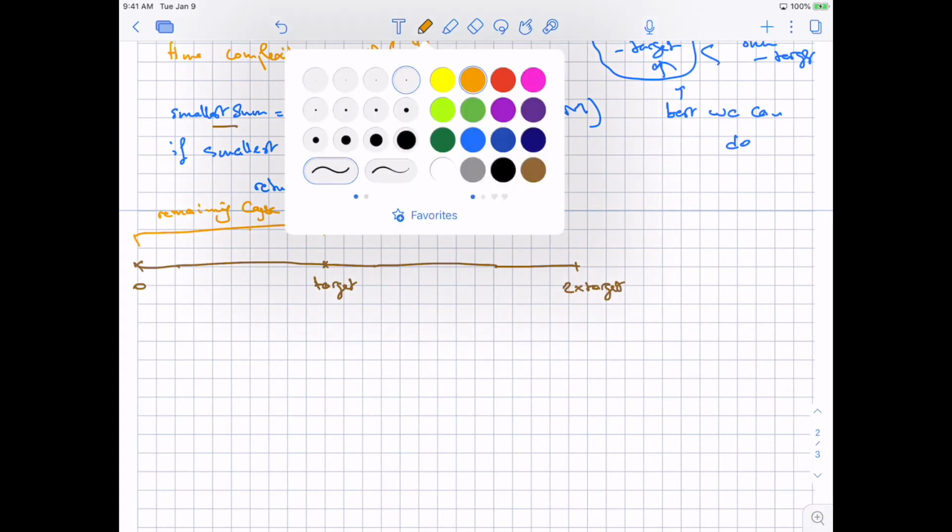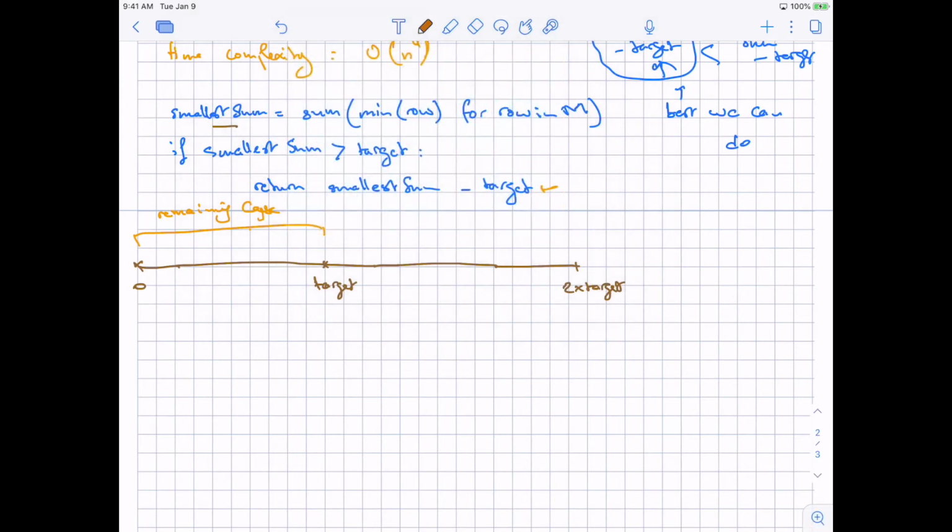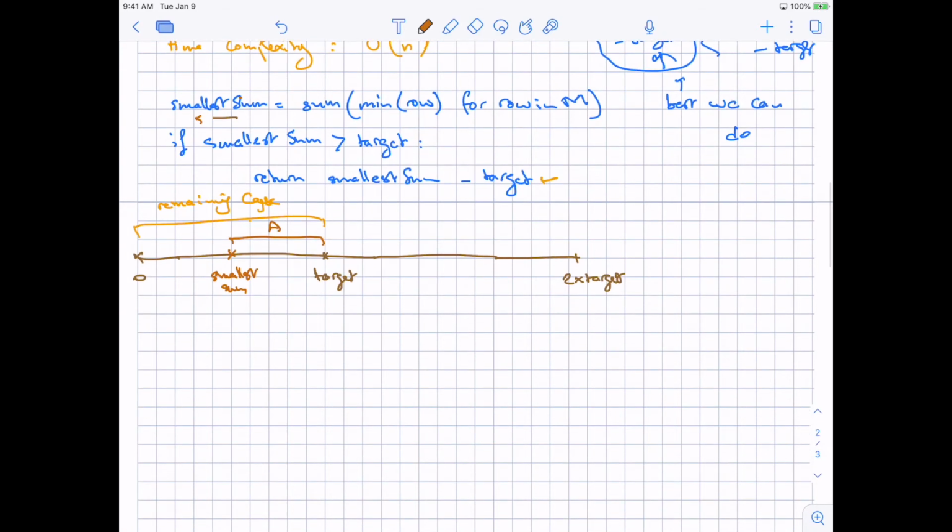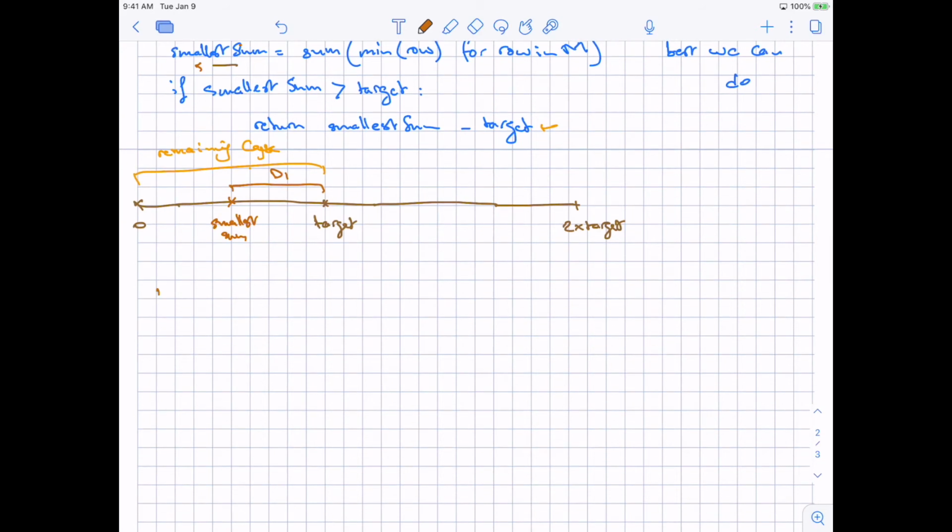And so if our smallest value is somewhere here, let's say just for the sake of demonstration, it's somewhere here, the smallest sum. What is this distance here? Let's call it D1. What is D1 actually? D1 is just the value target minus the value smallest sum. So it's just target minus smallest sum.